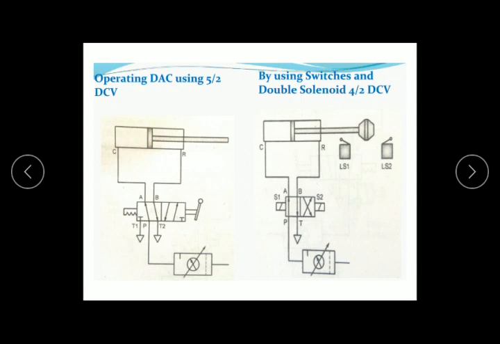First is operating a double acting cylinder by using a 5/2 direction control valve. This is a 5/2 direction control valve, in which there are 5 ports and 2 positions. Generally in pneumatic systems we avoid the center position because in the center position there may be a change in pressure, as air is compressible. So A, B, T1, P and T2. These are the 5 ports in one position.